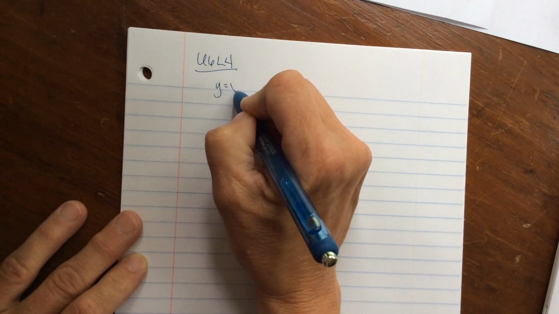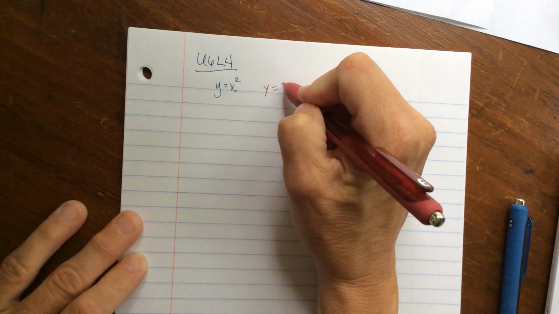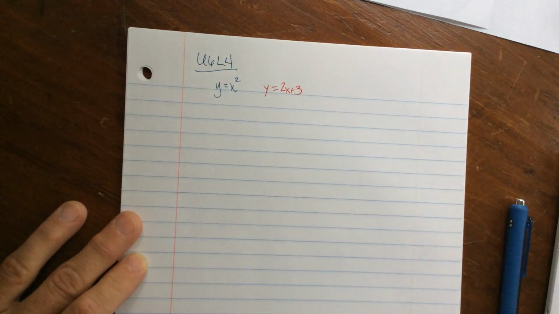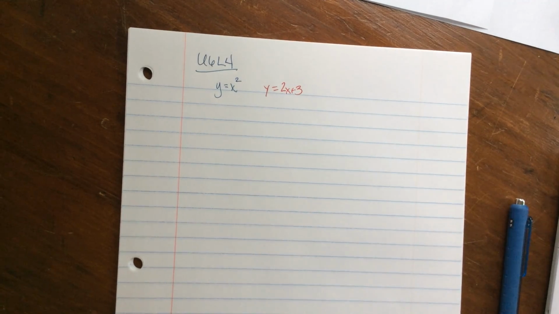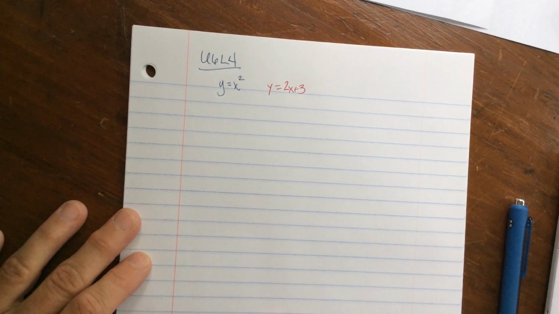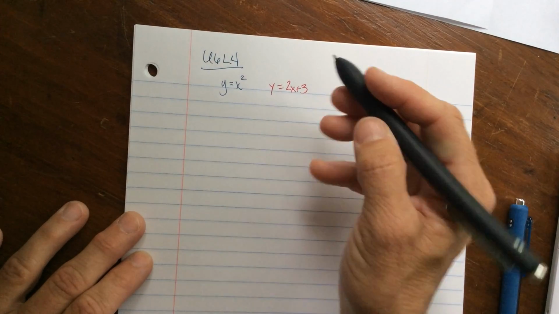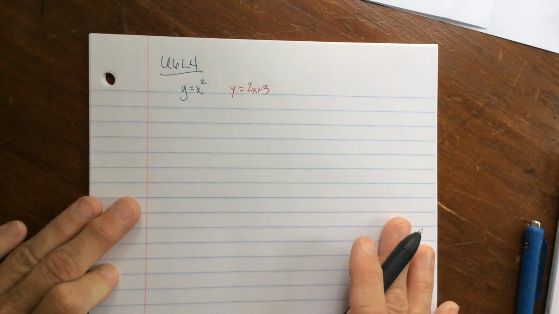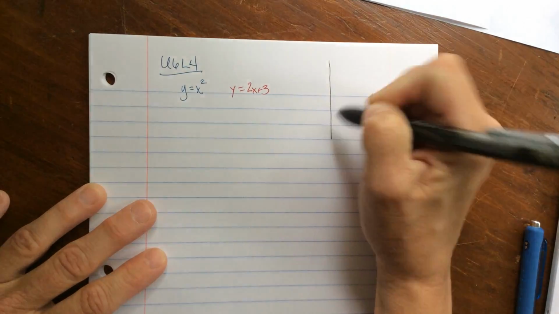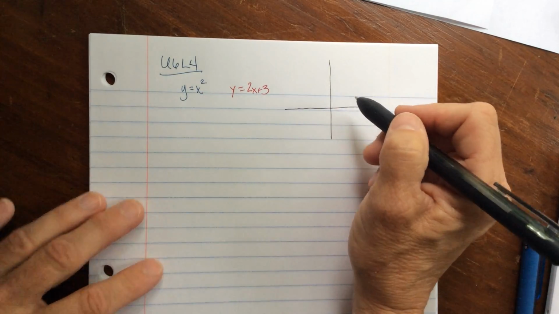y equals x squared and y equals 2x plus 3. And that's all we're given. You have to know what these graphs look like. You have to determine the intersection. Luckily we're given two functions that we're familiar with, and I will draw them very sketchy.